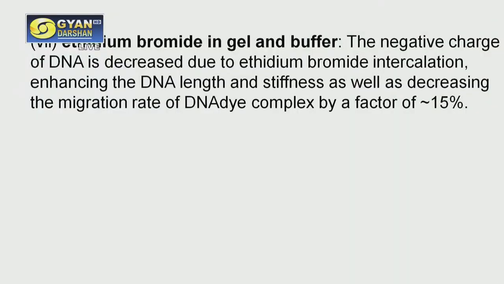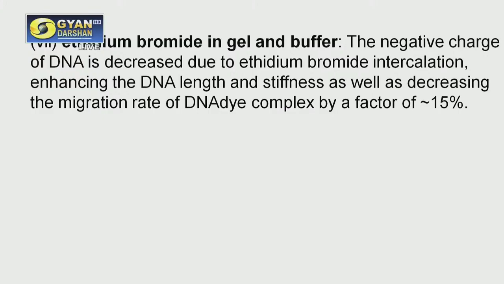Ethidium bromide in the gel. If you add ethidium bromide in the gel or in the buffer, then there is a slight retardation. The migration rate is retarded by a factor of around 15%, 1.5. But then you have to use ethidium bromide because ethidium bromide is an intercalating dye and DNA can be visualized only after you stain it with ethidium bromide.